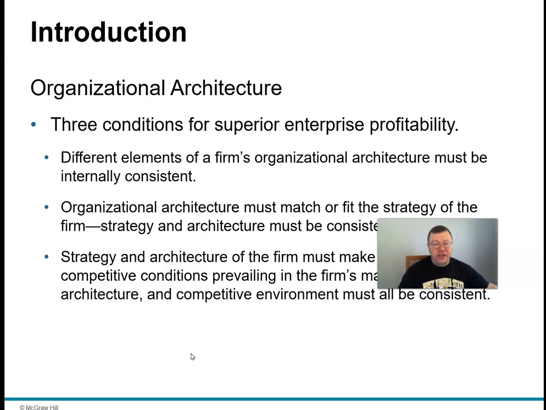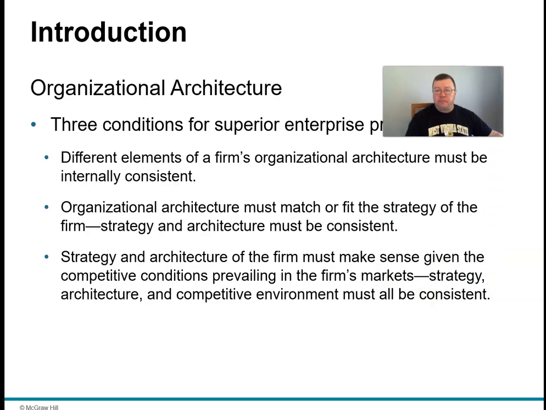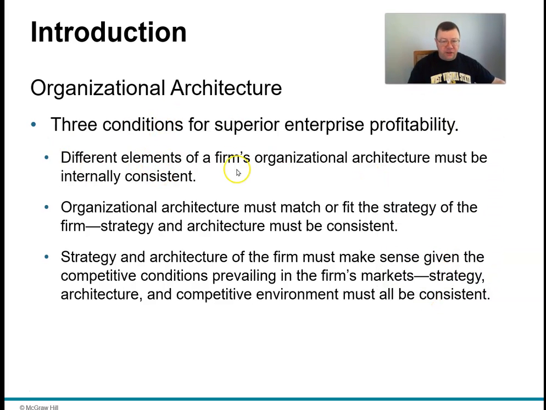We have three conditions for good, or what your textbook calls superior, enterprise profitability. First of all, the different elements of architecture must be internally consistent. Think of it this way. Everybody on the boat must be rowing in the same direction, right? If this particular division is going in that way, and this particular division is going that way, it's not going to be an effective organizational architecture. Not going to be profitable.